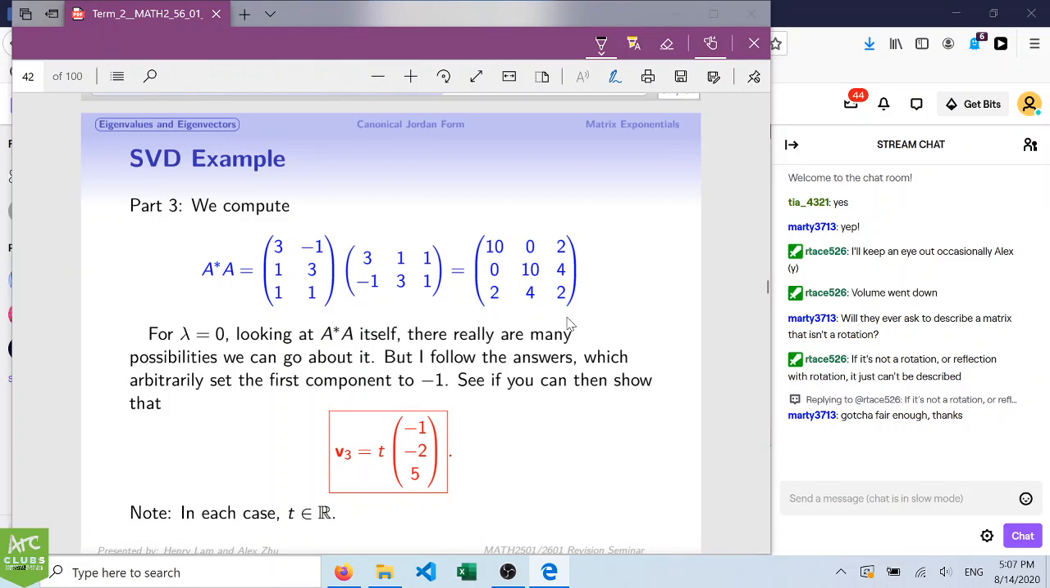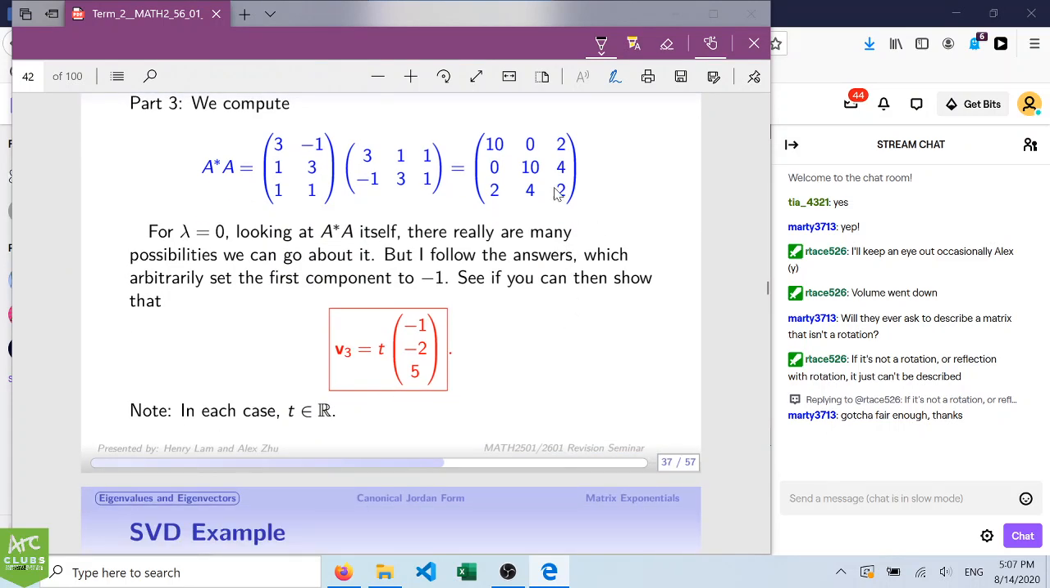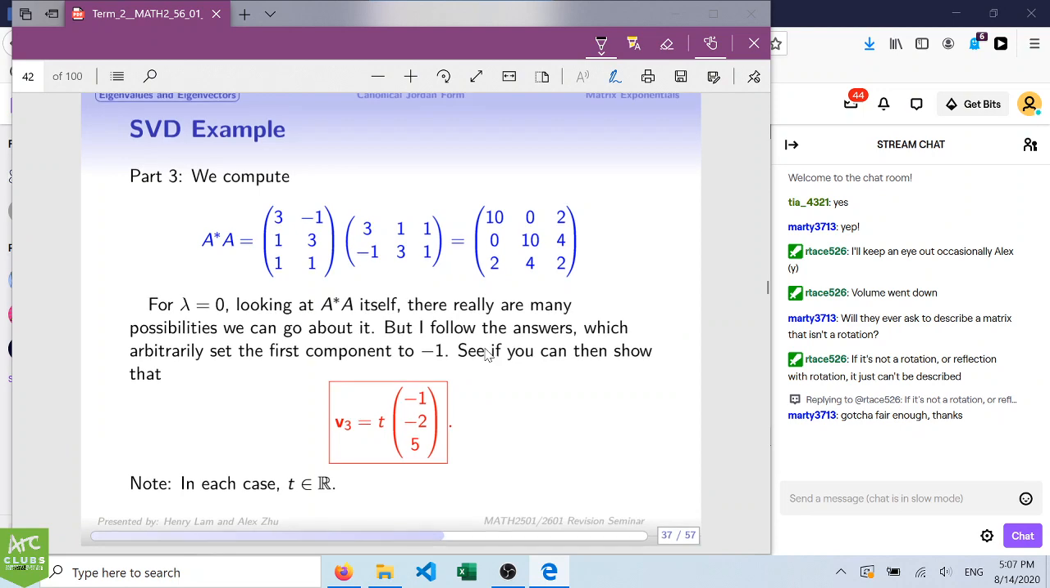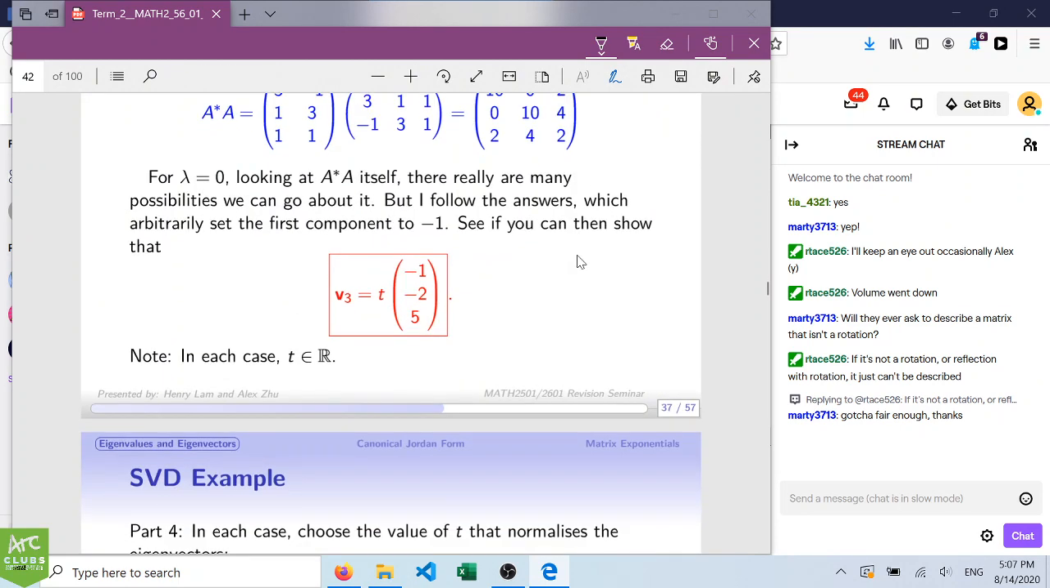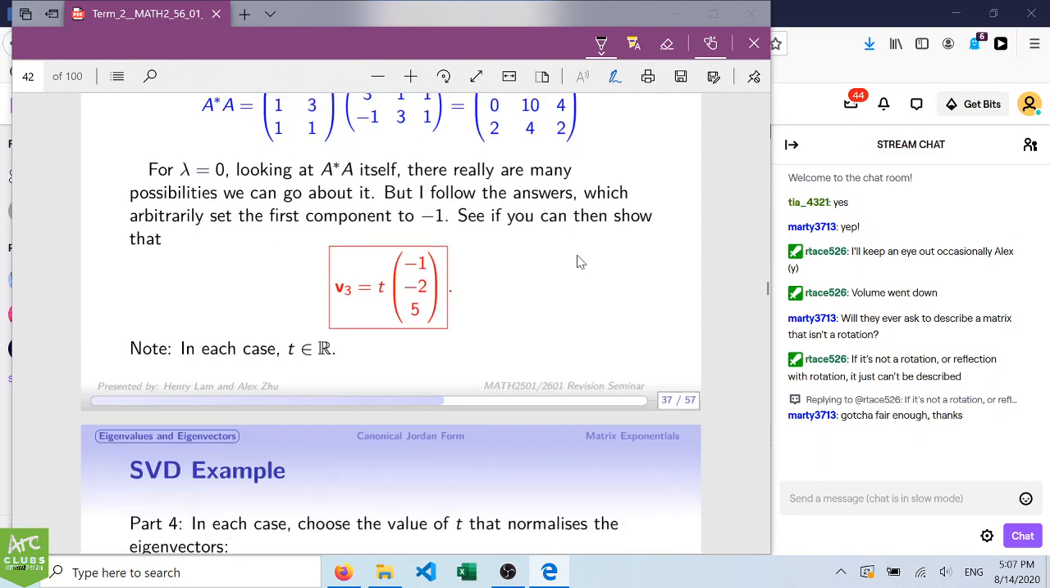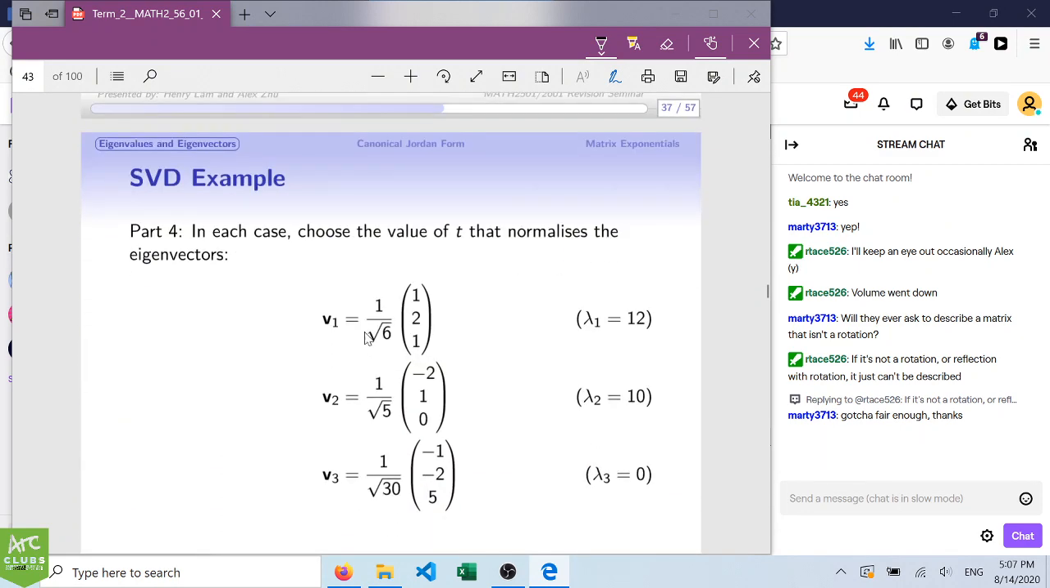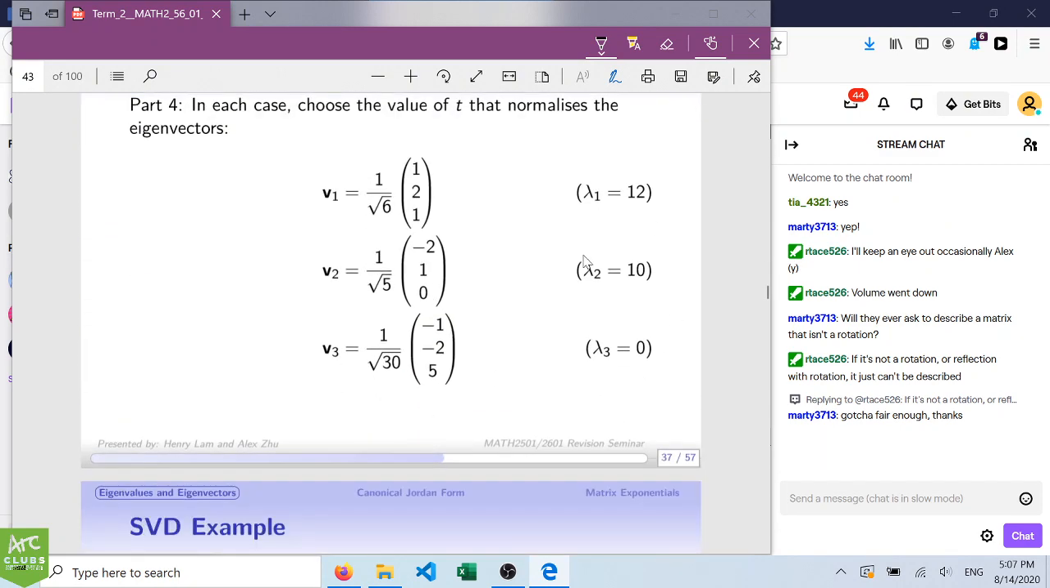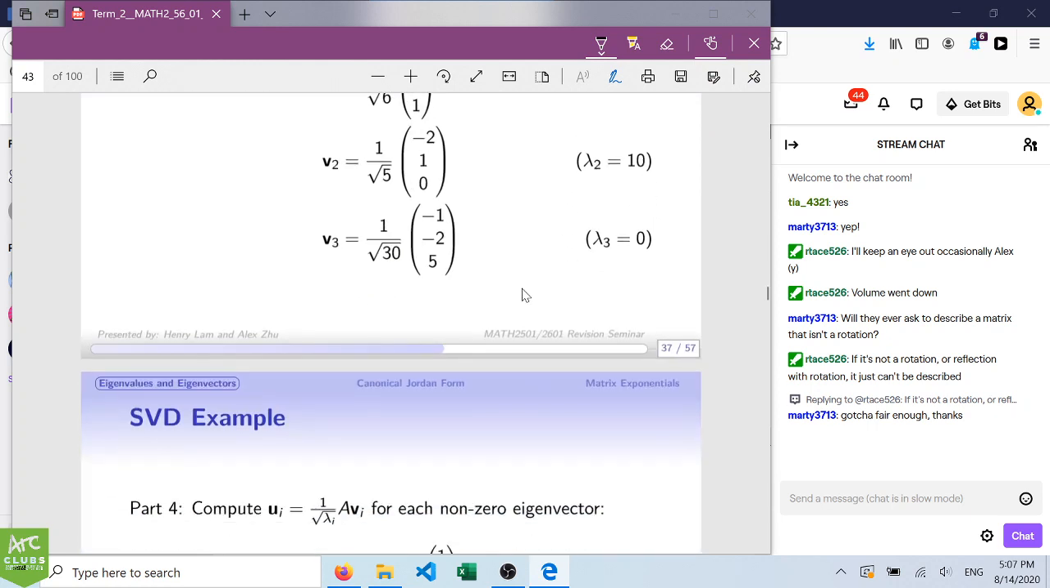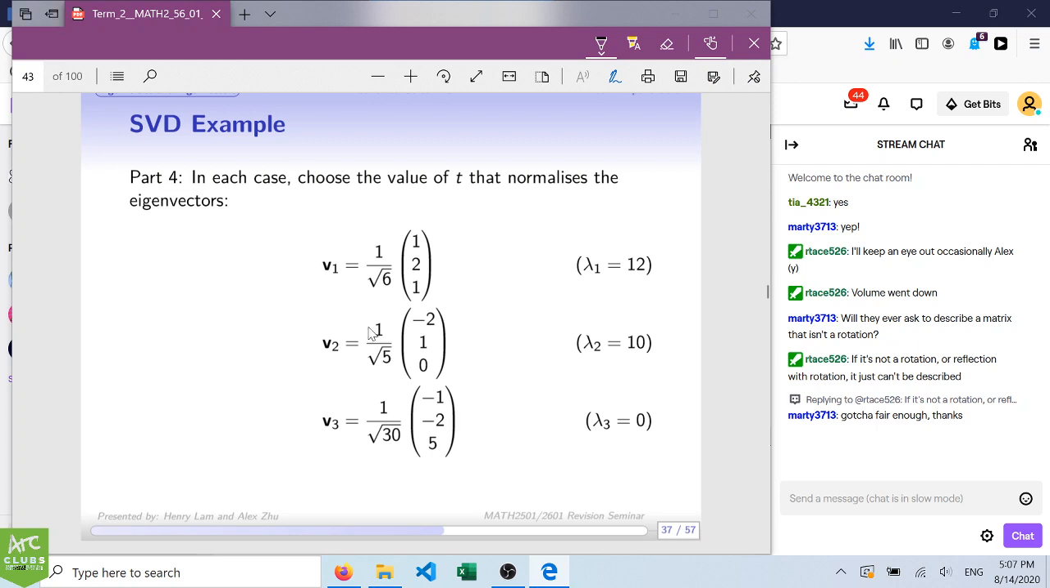So setting this equal to 0 and solving will give you minus 1, minus 2, 5, which is the set of vectors that are the kernel of this matrix. And in this case, we didn't actually have to use Gram-Schmidt, which is kind of nice. But in other cases, you might have to.